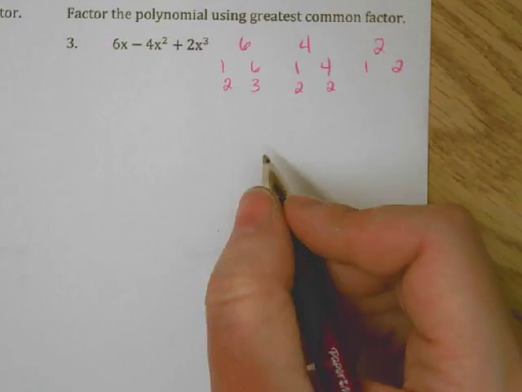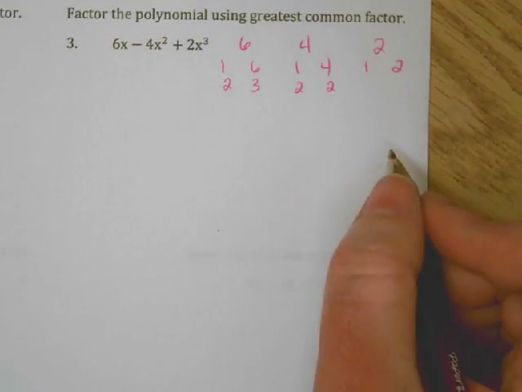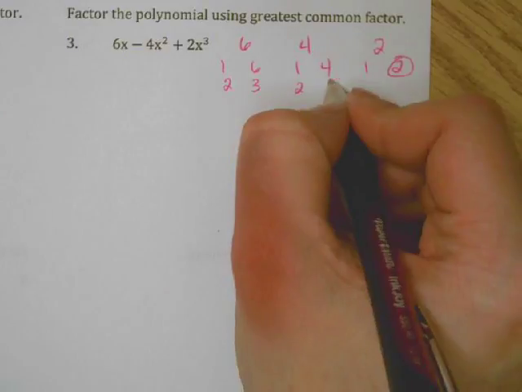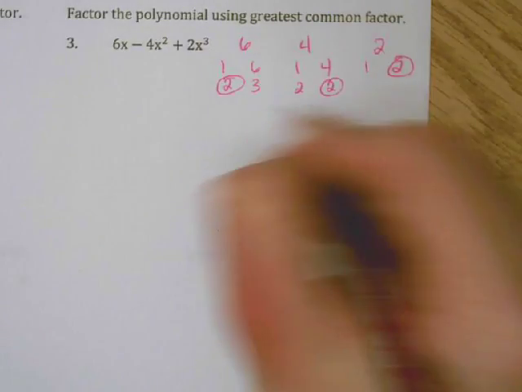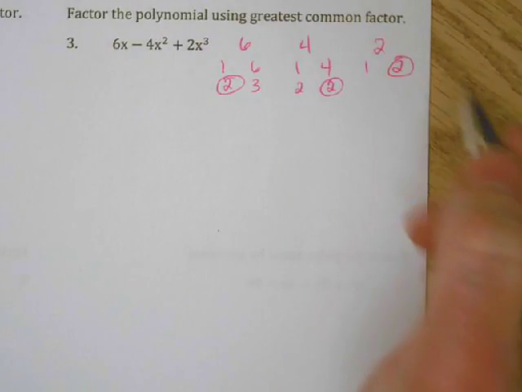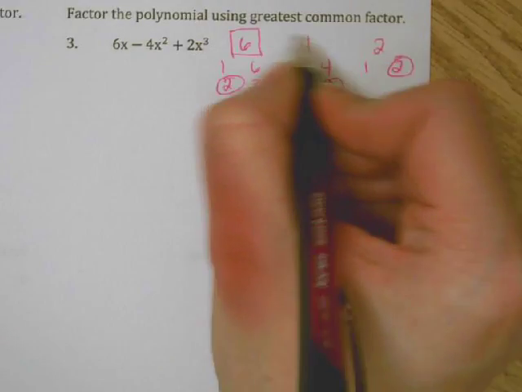So, my greatest common factor, the biggest number that I can divide out of all three of those, is 2. I'm not going to do this every single time, but I want to show you guys at least how I'm getting that number.